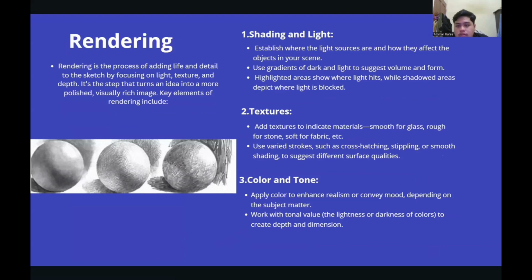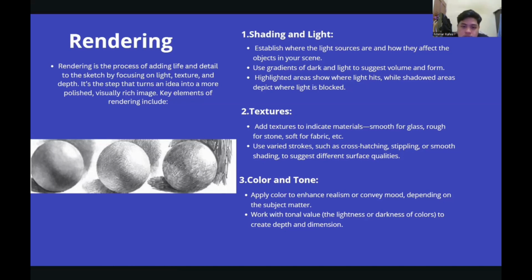Establish where the light sources are and how they affect the objects in your scene. Use gradients of dark and light to suggest volume and form. Highlight areas show where light hits, while shadow areas depict where light is blocked.